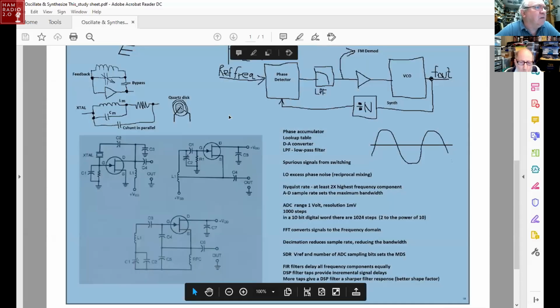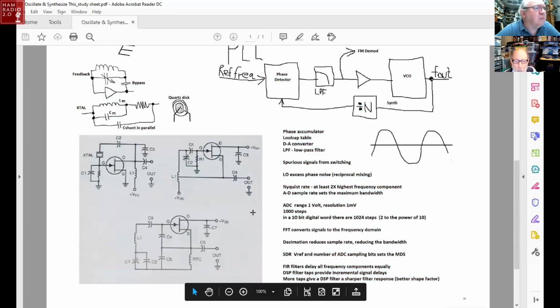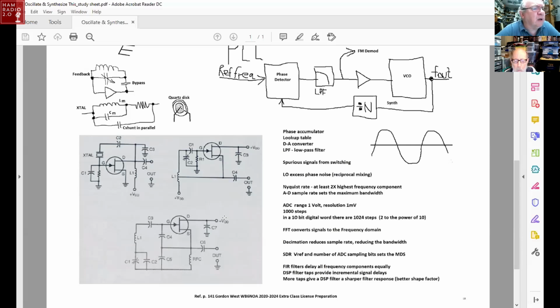And I did note down there at the bottom, if this thing will quit popping up, that page 141 is where I got it. That's also the beginning page of this section on oscillators and synthesizers. Now, one thing we're going to be using is a crystal oscillator. I've drawn a picture right here. That's my own picture, so it's not copyrighted or attributable to anybody but my poor drawing skills.